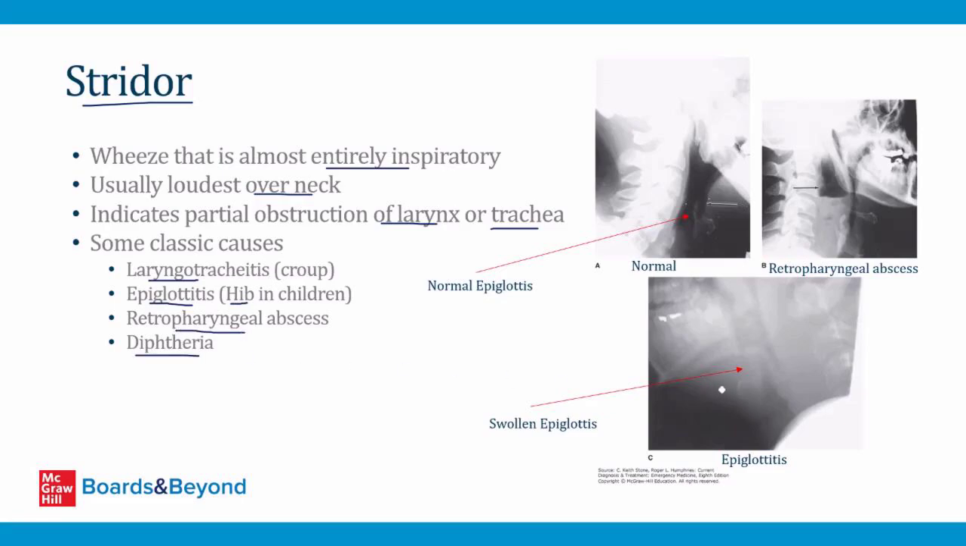And if you look at these images on the slide, at the bottom is a swollen, enlarged epiglottis. I don't think they're going to ask you to recognize this on your board exams by X-ray alone. But when you develop swelling of the epiglottis like this, that can lead to stridor. And then in the top right here, I've got a picture of someone who has a retropharyngeal abscess, this dark space sort of beneath the chin there. That also can cause stridor by partially obstructing the larynx or trachea.